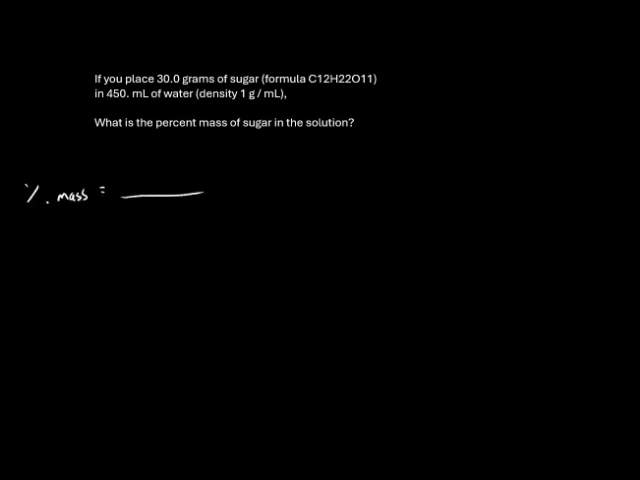We'll start with a fraction and put our grams of sugar on top. On the bottom, we'll put our grams of sugar plus our grams of water. You may notice that in line 1 of this question, we've been given the grams of sugar, and that means we know how much sugar there is. That's 30 grams. What we don't know is our grams of water.